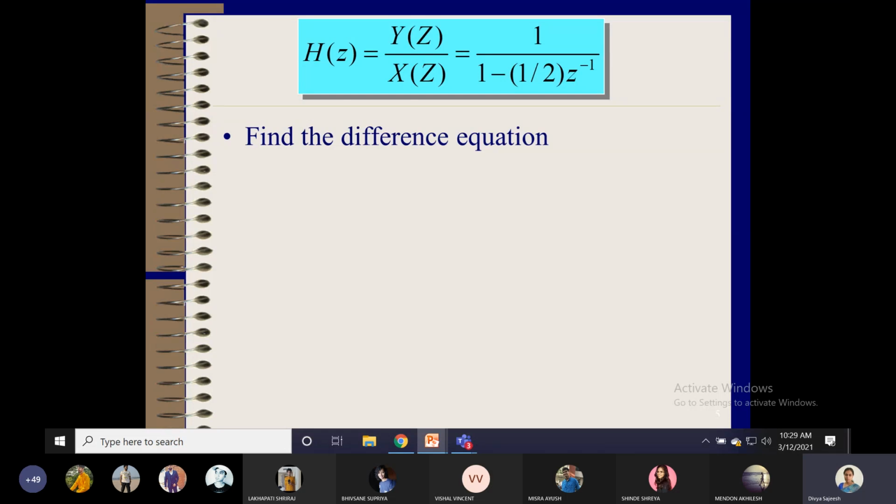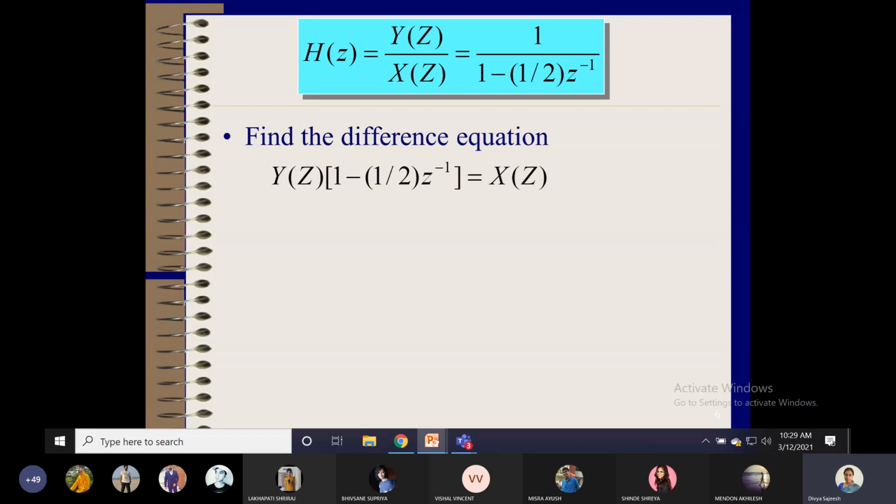So H of z is given. Now how to obtain the difference equation from that? Just cross multiply on both sides, that is Y of z by X of z. The difference equation will always be written in terms of the output and the input signal. So here Y of z by X of z is given, so just cross multiply to get it in terms of Y of z and X of z.